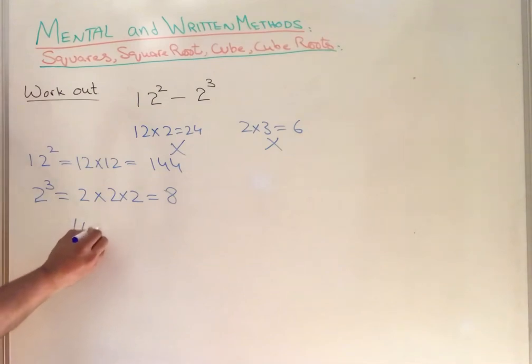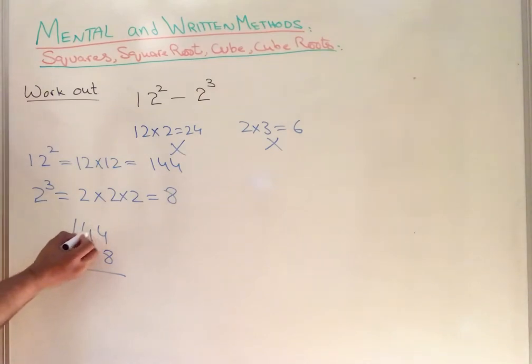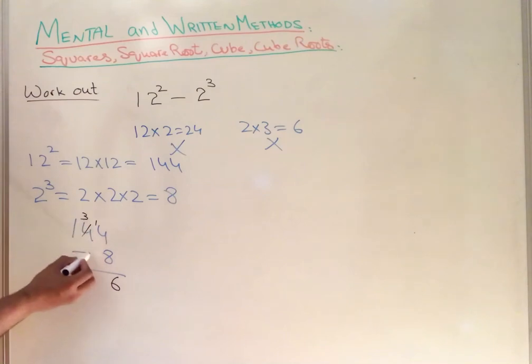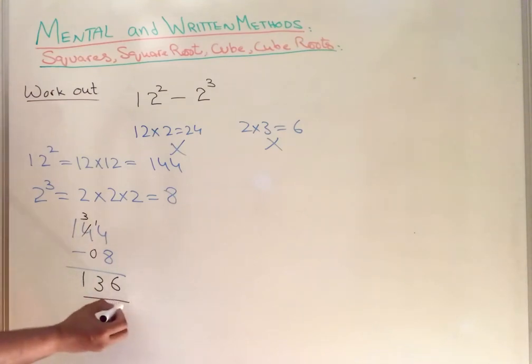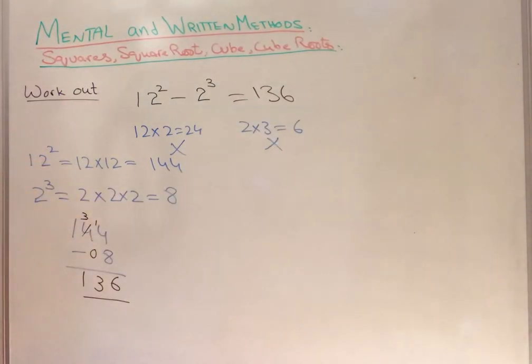Now 144 minus 8. So now you can see in here, 4 is less, so we have to borrow 1 from here, and that becomes 3. So 14 take away 8 is 6, 3 has nothing to take away so 3 as it is, 1 as it is. So the answer is 136. This is the answer. That was with whole numbers.